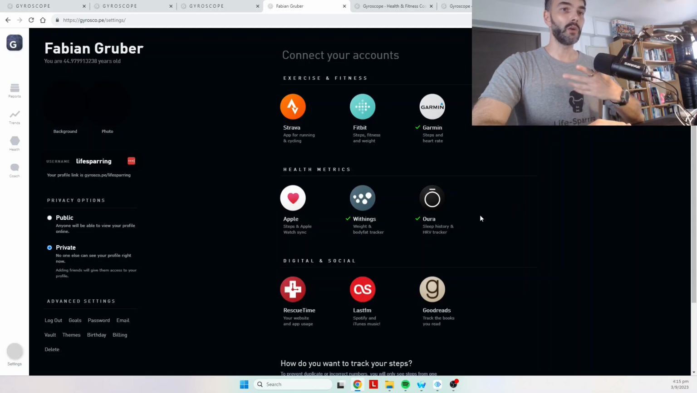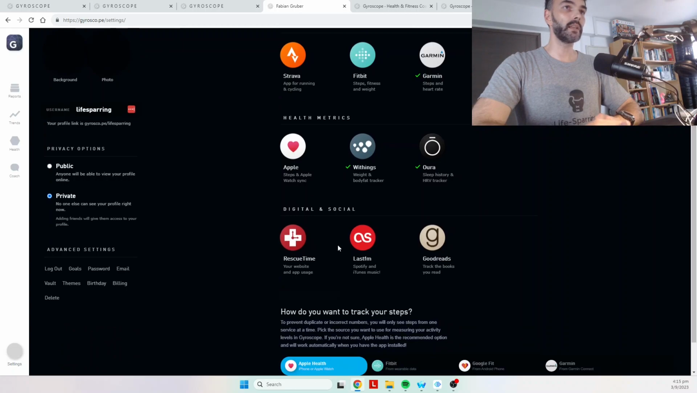I also have an Oura ring here that provides sleep history, HRV data. What I have not done is connect Last.fm and Goodreads. I have both apps and I use them, but I didn't connect them.